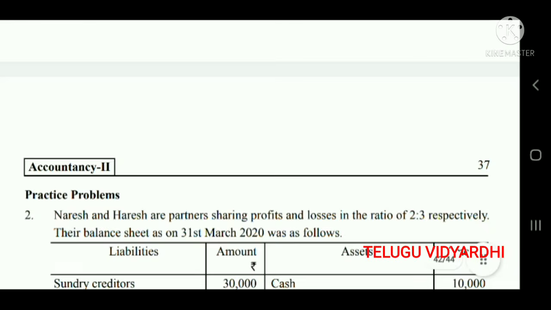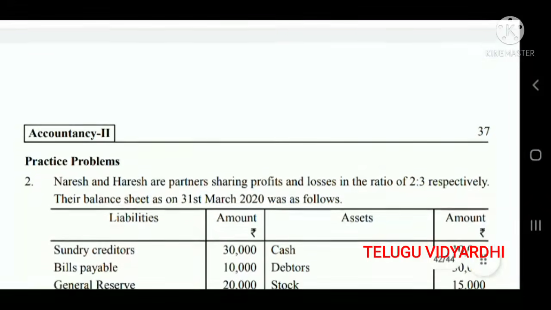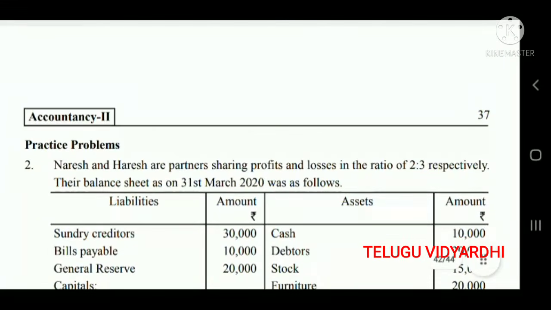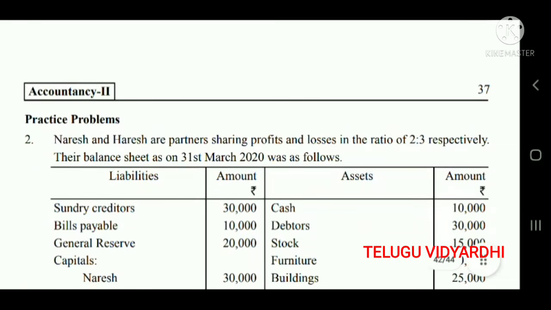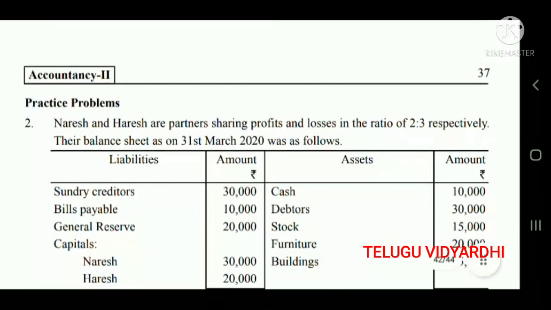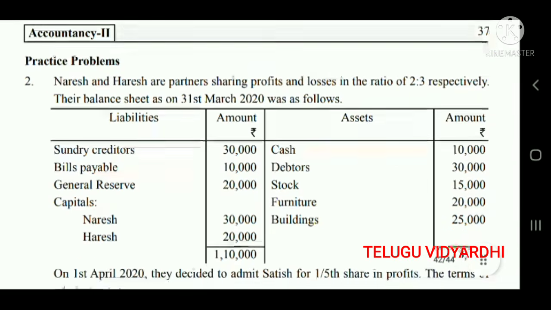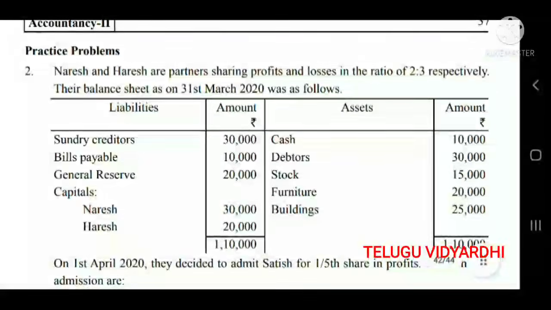Come to the second problem. Naresh and Harish are partners sharing profits and losses in the ratio of 2:3. Their balance sheet as on 31st March 2020 was as follows. Liabilities: creditors 30,000, bills payable 10,000, general reserve 20,000, capitals Naresh 30,000 and Harish 20,000, cash 10,000, debtors 30,000, stock 15,000, furniture 20,000 and buildings 25,000. So, on 1st April 2020, they decided to admit Satish for 1/5 share in profits.